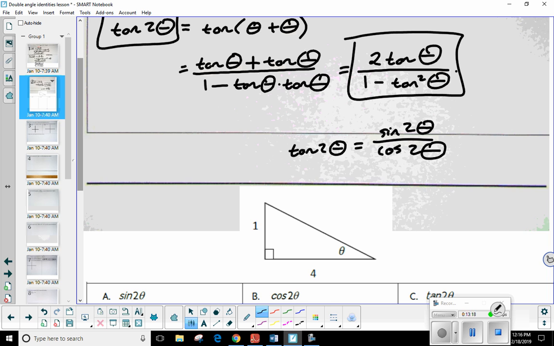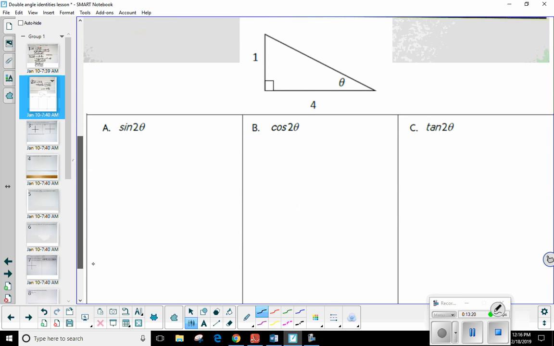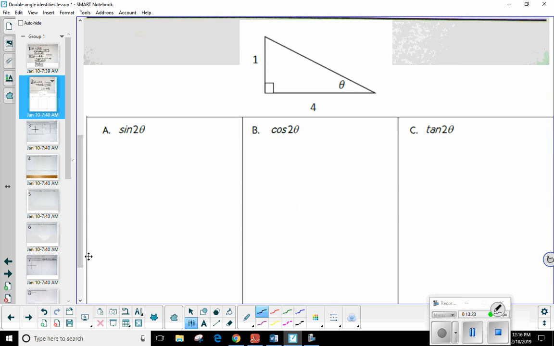Okay. So now there is a problem on your packet, but let's go ahead and do this one first. This one's not on your packet. So if you just want to follow along or if you want to write this maybe on the back, completely up to you. Okay. Right, Lilybell?